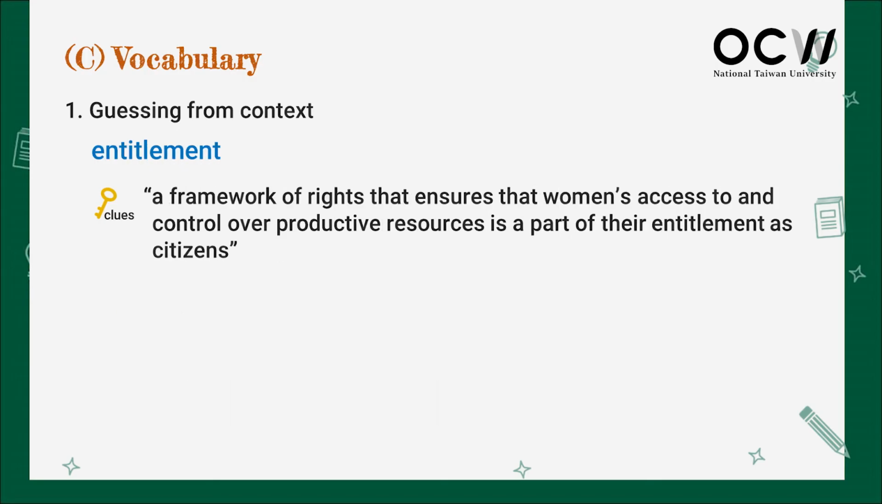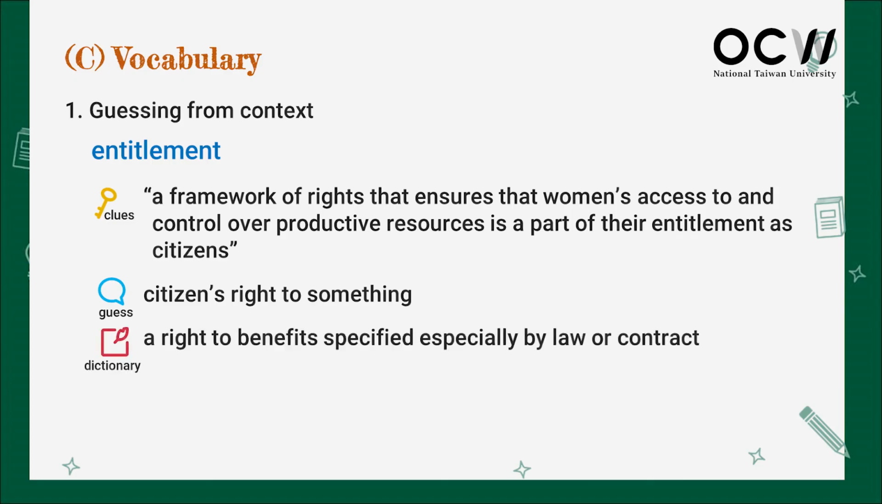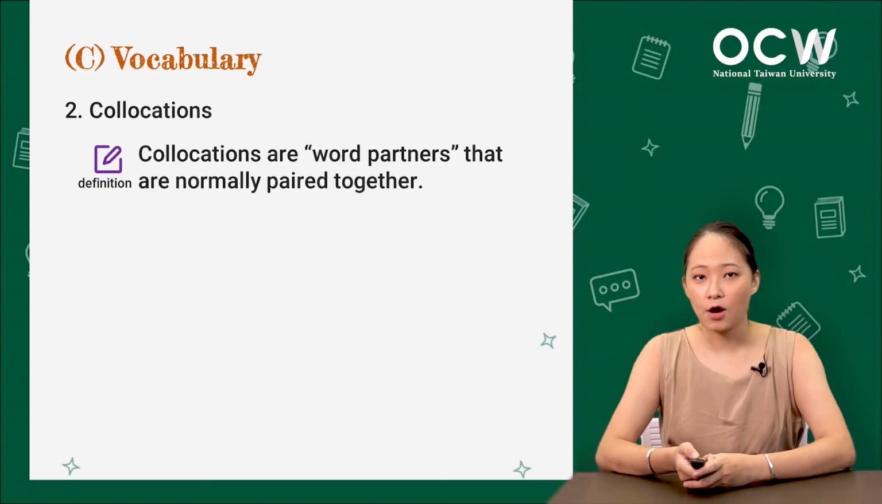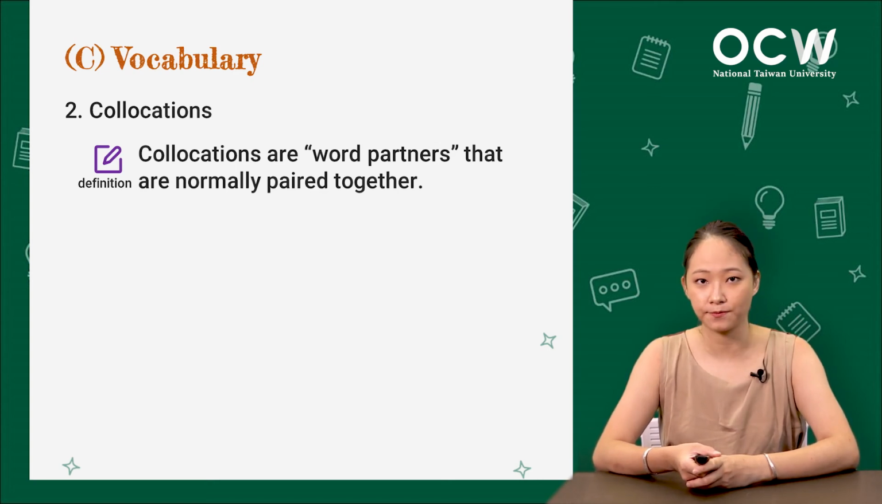Next, we have the word entitlement. The word entitlement comes within the context of something that the woman should have. It's a part of their entitlement as citizens, as humans, something they should have. So our guess will probably be the rights, their natural birthright as human beings. And you're right. The dictionary definition of entitlement is the right to benefit, especially by law or contract. Now we're going to move on to how different collocations can help you better grasp the meaning of a word or cluster of meaning.